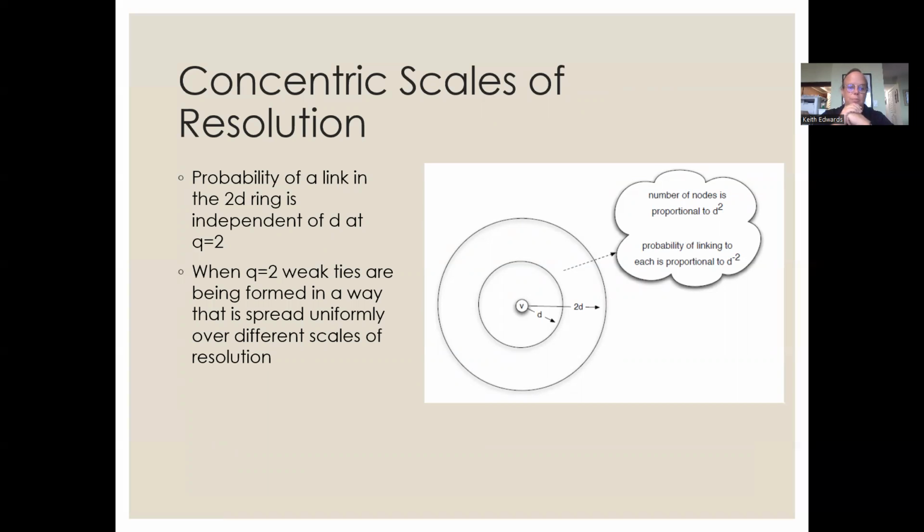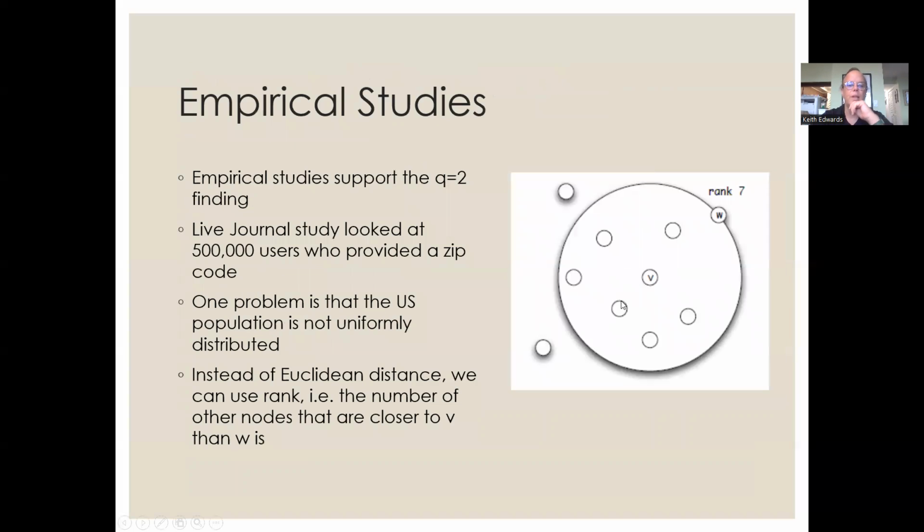When q is equal to 2, weak ties are being formed in a way that's spread out uniformly across different scales of resolution. So you have some at the 2d distance, some at the 4d distance, etc. And empirical studies support this q equal to 2 finding. A LiveJournal study that looked at 500,000 users who provided a zip code showed this, but one problem with that is that the US population is not uniformly distributed. So you have a lot of people on the East Coast in that I-95 corridor, a lot of people on the West Coast in that I-5 corridor. Things are more spread out in the center of the country. Particularly, after you pass probably Chicago, things get very spread out in terms of people.